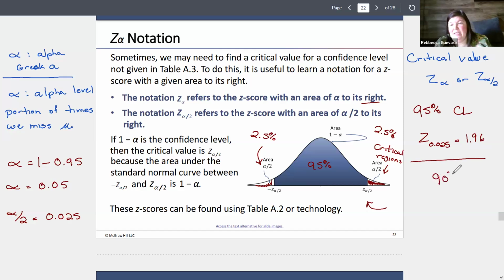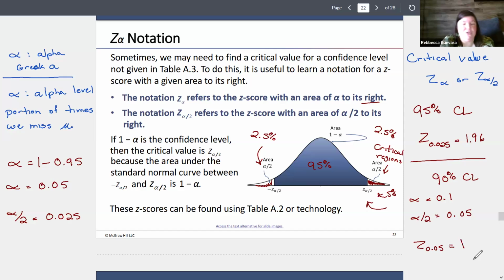If we did, say, 90% level of confidence, the same concept here. If there's 90% in the center, that means that alpha would have to be 0.1, because that's what's left over, which means alpha divided by 2 is going to be 0.05, which means that my z-score is going to be z 0.05, because there's now 5% left in this tail. And we know that for a 90% confidence level, that z-score is going to be 1.645.